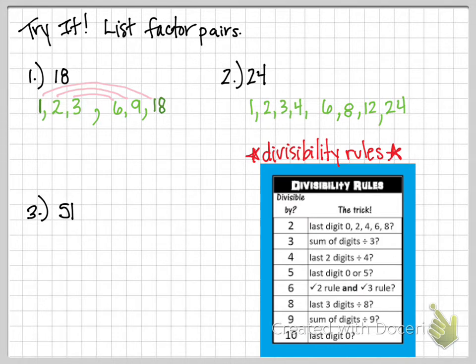Okay? If a number is divisible by 2, it ends in an even number. So anytime a number ends in an even number, it's divisible by 2. Is 51 divisible by 2? No, so you won't be able to use that in your factor pair.